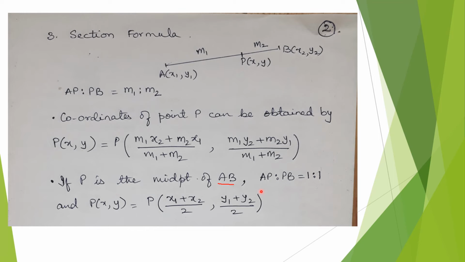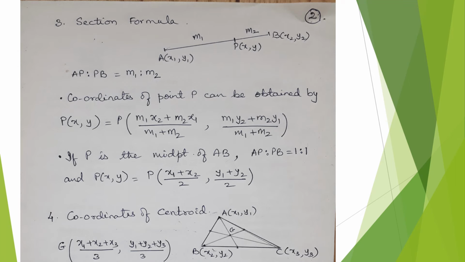Now, when P is the midpoint of AB, your AP is to PB is going to become 1:1 because they are both equal parts. And therefore, the coordinates of the point P will be given by (x1 plus x2) divided by 2 and (y1 plus y2) divided by 2, because your m1 and m2 become 1 and 1, so it straight away becomes x1 plus x2 and this 1 plus 1 becomes 2. Over here too, this is going to become (y1 plus y2) divided by 2.